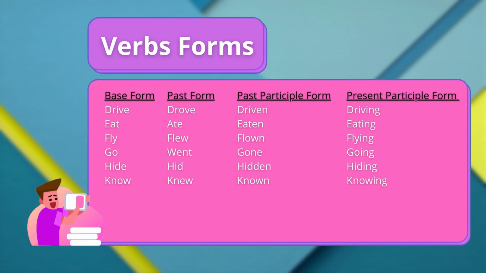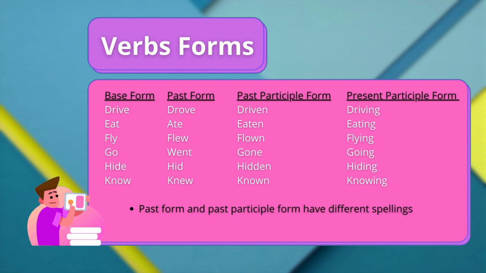Sometimes we don't add d, ed, or ied to the past form and the past participle form of ordinary verbs. Let's look at a few examples. As you can see in this example, the past form and the past participle forms have completely different spellings. Such verbs are called irregular verbs.